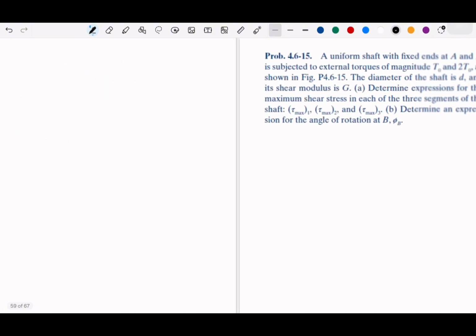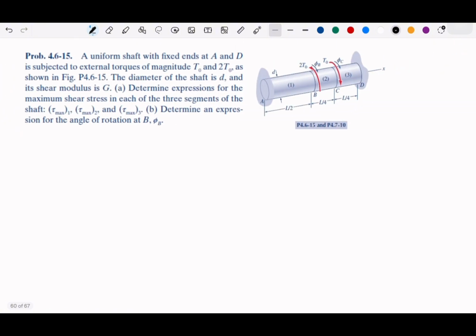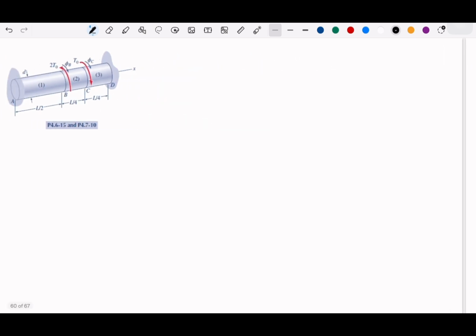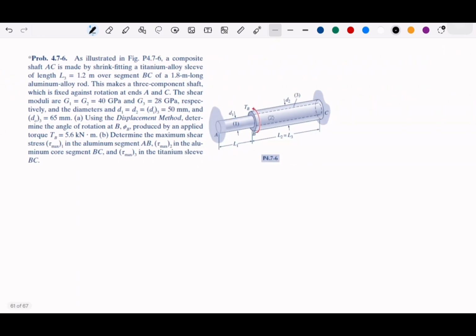I think this will also be the same. Okay, let me focus on the other question. So that's this one. This is another method, basically the same, but the previous one, by default, is the force method. This is the displacement method. So let's focus on that.